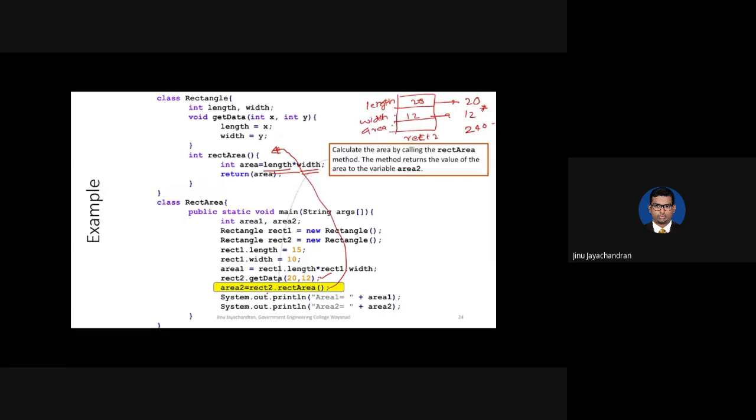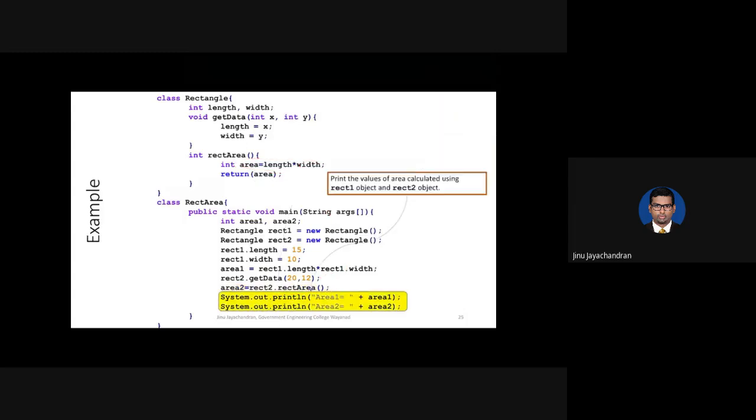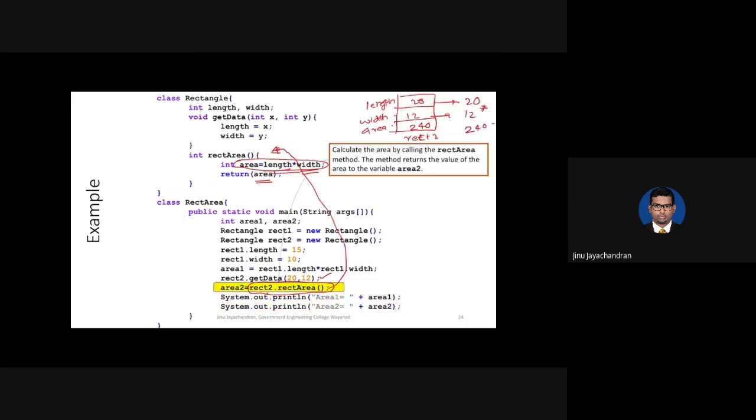Okay, it is stored inside the memory location called area. That is this part, and it will return the value of area. So once this functionality is called, it will return back the value 240 into area. So area2 now will become 240.